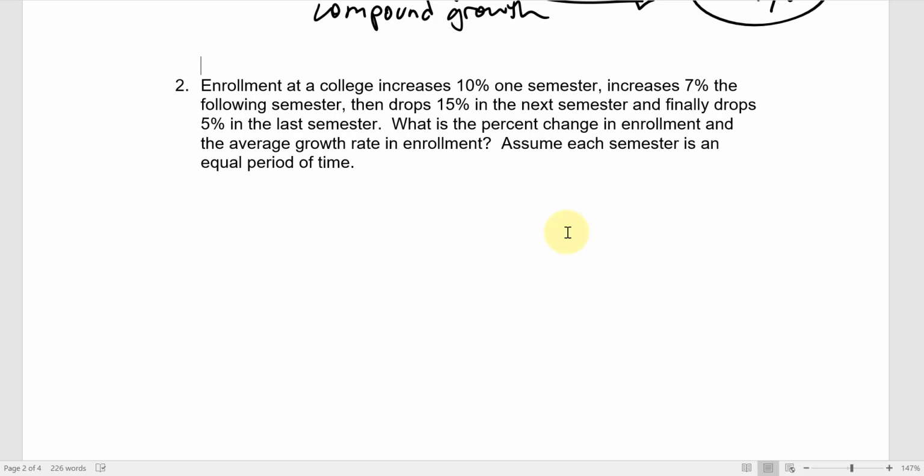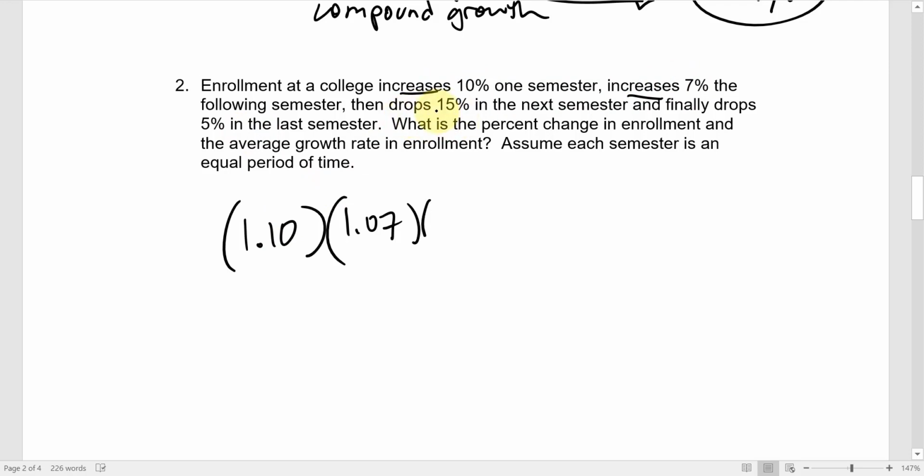So it's precisely the same math as what I had just done in example 1, so I'll go a little bit faster with this one. We could start with any level of enrollment, and it won't matter what the numerical value is. The answer will be the same. What we'll do is just take the 10% increase. Another increase of 7% means I'll do 1.07. That's the 7% increase. It drops 15% in the following semester, so you have to look at that as 1 minus 0.15. And finally it drops 5% in the last semester.